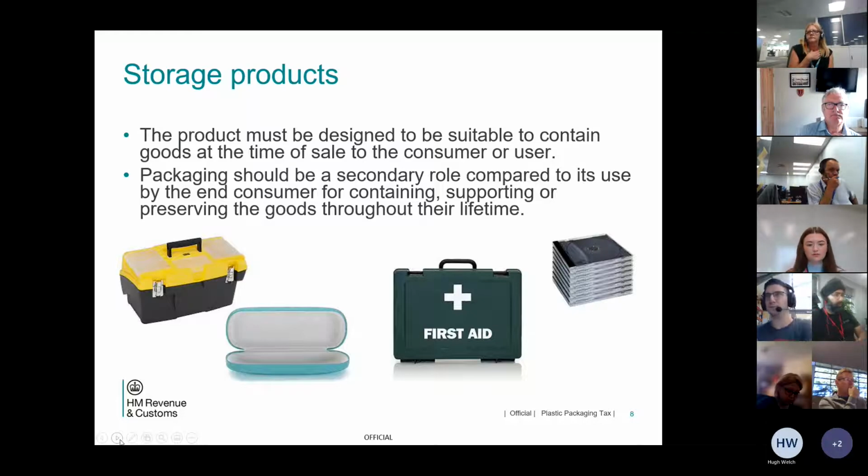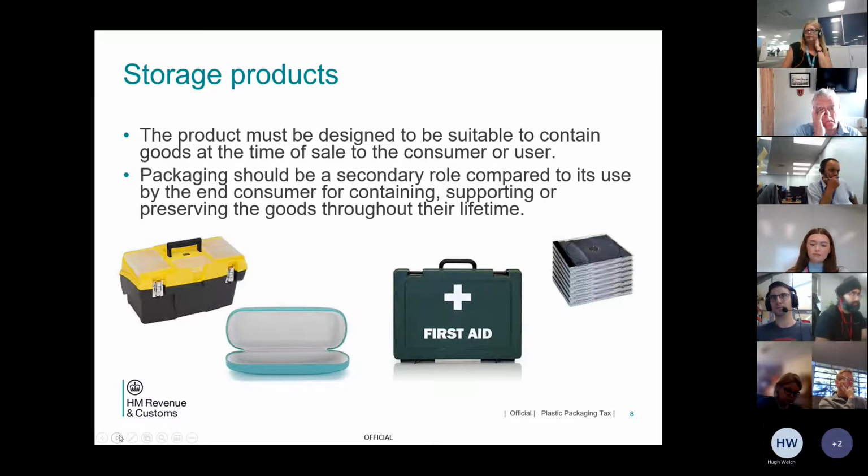So the next category of products that aren't considered plastic packaging components are products where the packaging function is secondary to the storage function. These are packaging components that are designed to be suitable to contain goods at the point of sale to the consumer or user. They contain, support or preserve the goods throughout their lifetime. The tax does not apply to products that meet this definition.